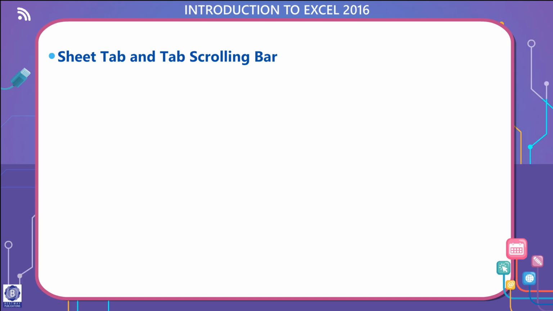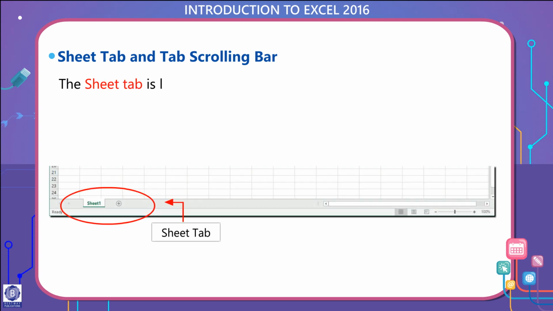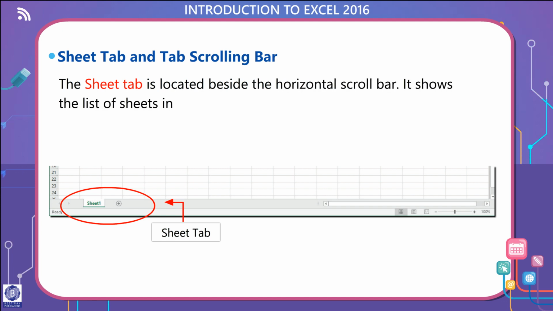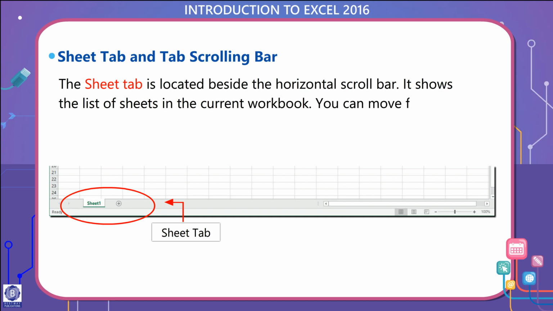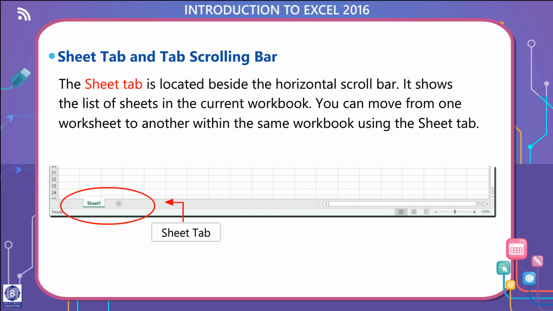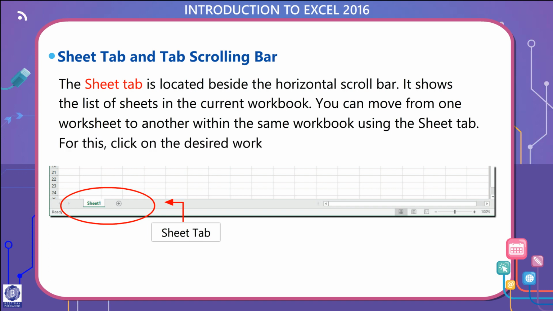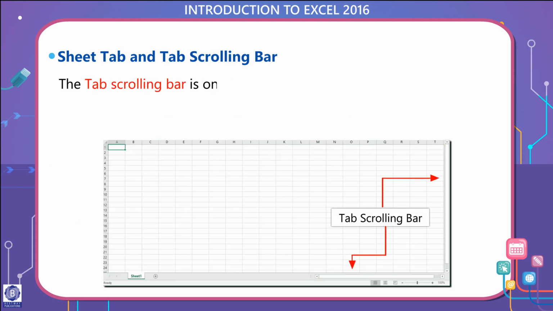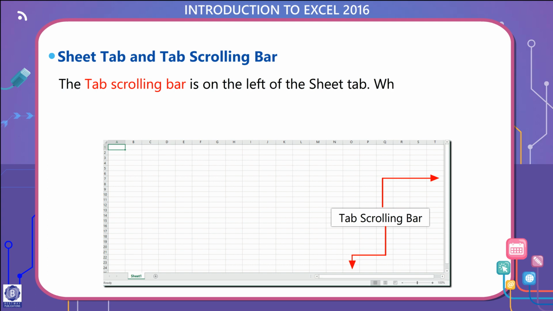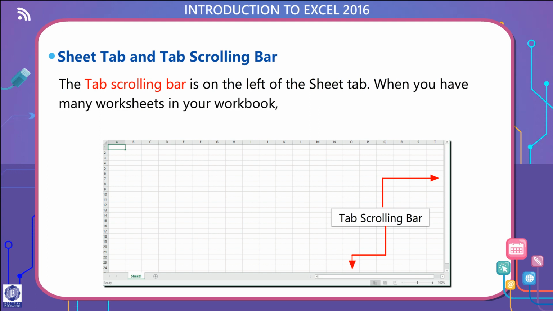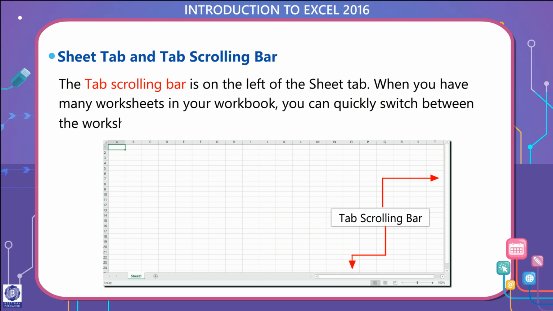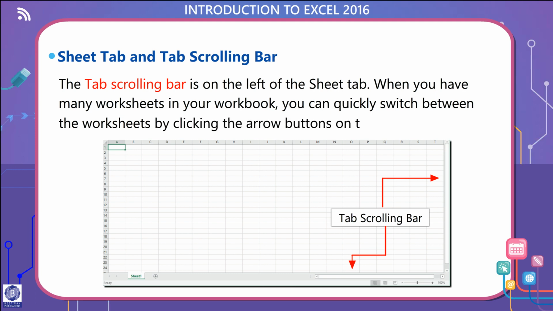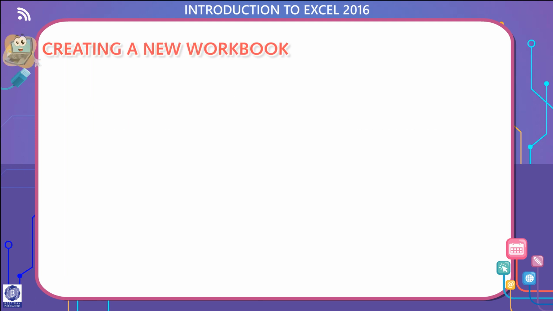Sheet tab and tab scrolling bar. The Sheet tab is located beside the horizontal scroll bar. It shows the list of sheets in the current workbook. You can move from one worksheet to another within the same workbook using the Sheet tab. For this, click on the desired worksheet on the Sheet tab. The tab scrolling bar is on the left of the Sheet tab. When you have many worksheets in your workbook, you can quickly switch between the worksheets by clicking the arrow buttons on the tab scrolling bar.